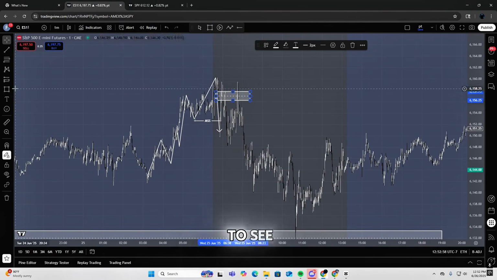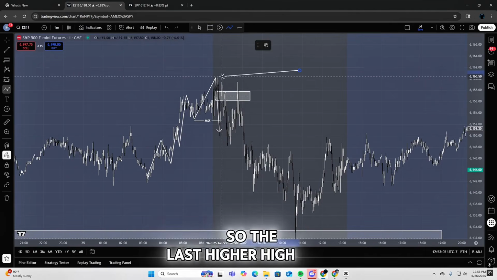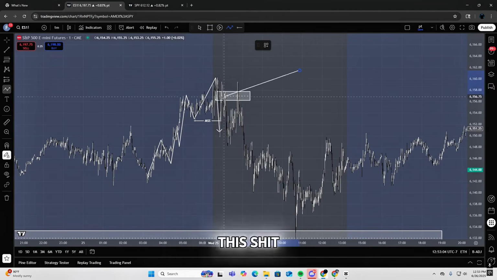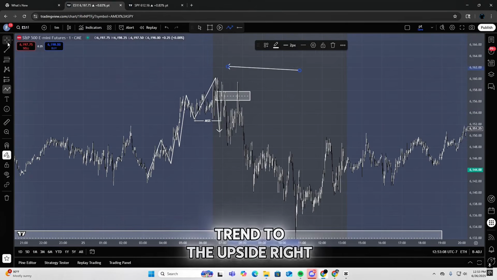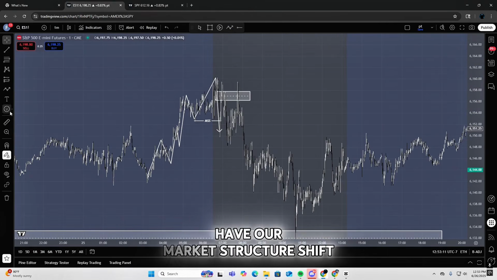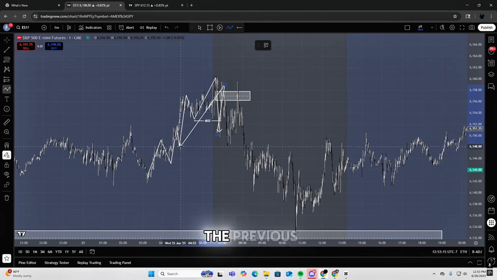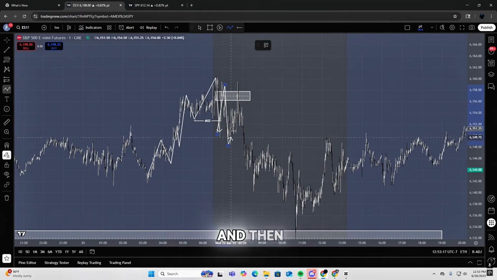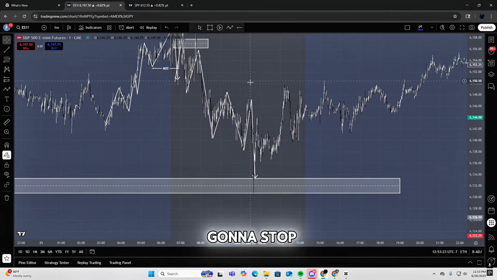And then we also want to see that this previous high right here, the last higher high that was inserted, we don't want to break above this, because once we break above this, then we're going to continue to trend to the upside. But yeah, right there we have our market structure shift, and all we do is come back to this area, retest it, and then break the previous higher lows. And then we just come up, come down, come up, come down, come up, and then come down. And then again, eventually we're going to stop coming down.